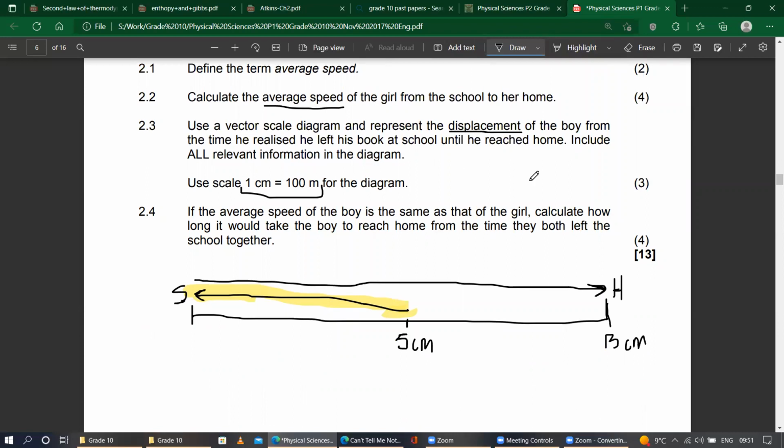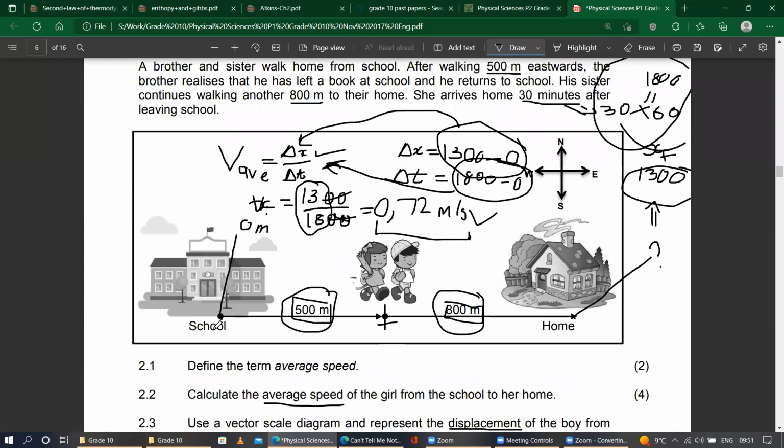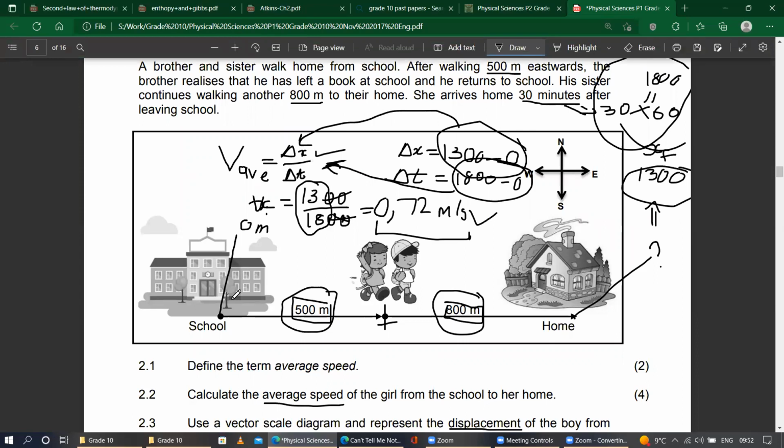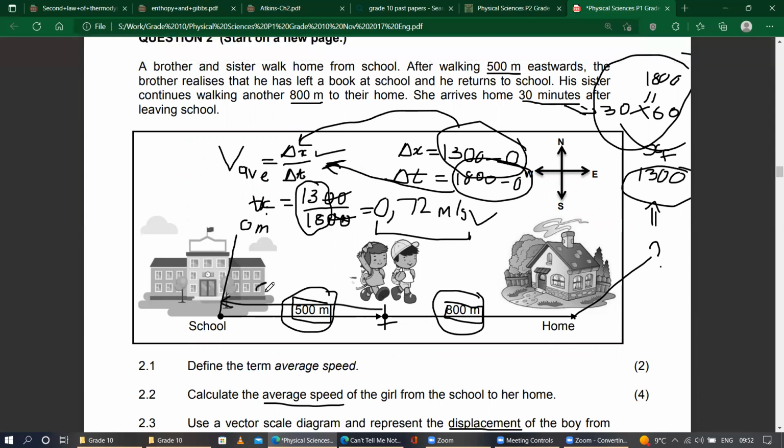Okay, so we're gonna take 500 meters, right? The 500 meters he initially walked, and 500 meters walking back to school, because this is another 500 meters. Then he walked all the way from school to home. So that's 1,300 meters, right?